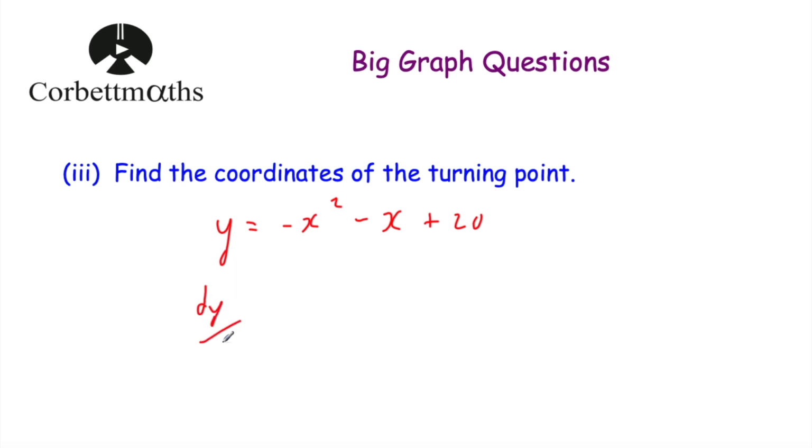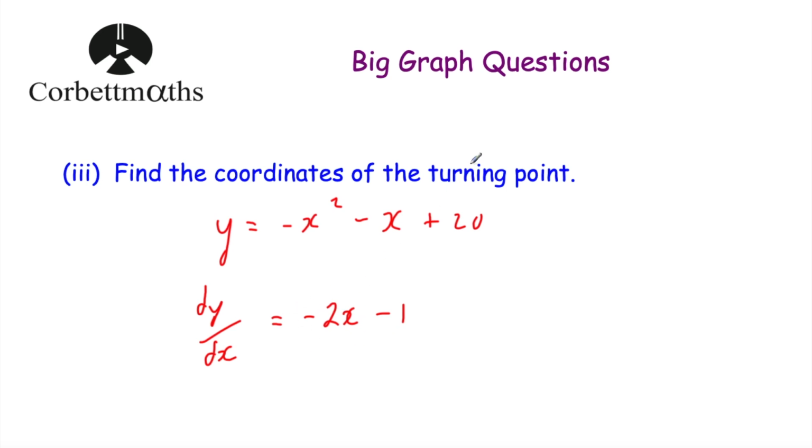So dy over dx, the gradient function, will be equal to, bringing the power down, minus 1 times 2 is minus 2, and then x, and then reduce the power by 1, so that'll just be x to the power of 1, so we're just going to write minus 2x. Differentiating minus x or minus 1x would be minus 1, and differentiating 20 would be 0. So that's it, we found what dy by dx is, it's minus 2x minus 1.